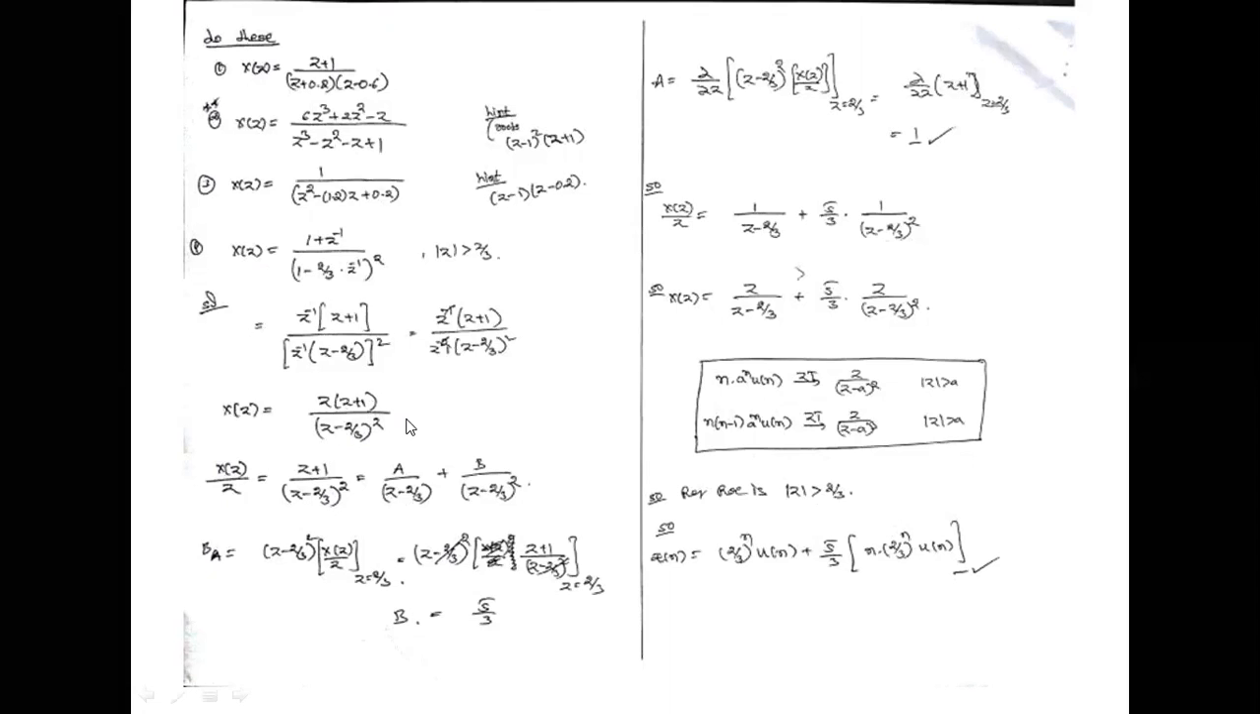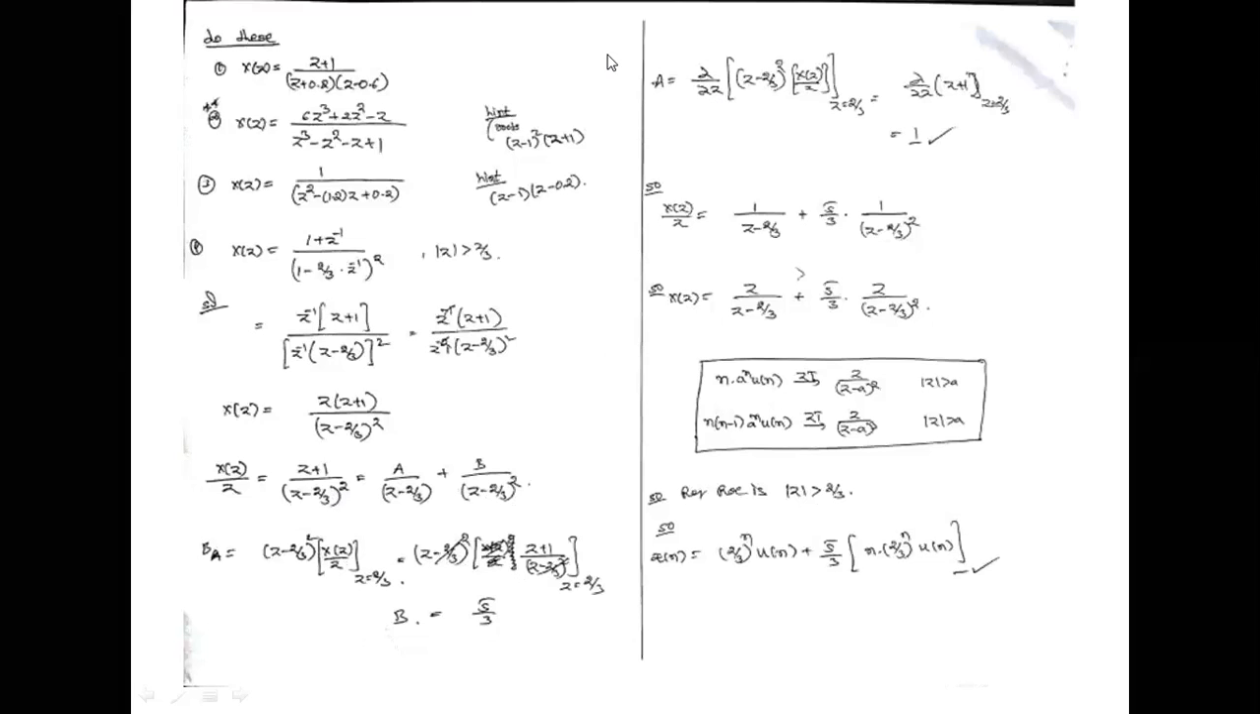So multiple roots we have here. That is the second case. The first case we did was distinct roots. Now the second case we are taking is multiple roots, z minus 2 by 3 whole square. That is equal to a by z minus 2 by 3 plus b by z minus 2 by 3 whole square. You can also get it directly by d by dz of something.